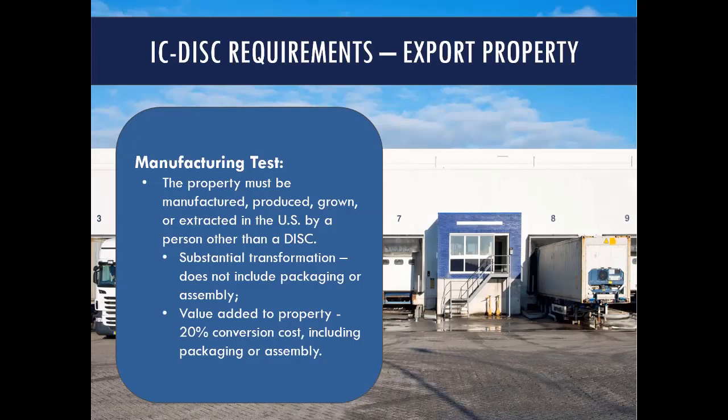The second way you can meet the manufacturing test is that you're adding value to the property. So you take existing property and you add a 20% conversion cost to it, either through labor or other materials. A lot of this is improving upon an existing product. Let's say, for example, you buy a plain t-shirt and you've got a t-shirt printing business and you add graphics to that t-shirt. As long as you meet the 20% conversion cost, you have been considered to add value to that property, and you would meet the manufacturing test with respect to adding the graphics to the t-shirt.